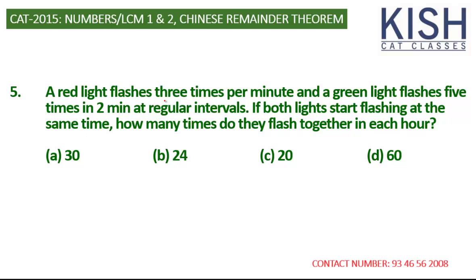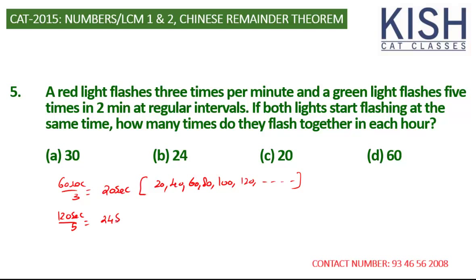So a red light flashes 3 times per minute. So it means 60 seconds by 3 times. That means each flash is going to happen every 20 seconds. That means it's at 20 seconds, 40 seconds, 60, 80, 100, 120, and so on. The second one is 5 times in 2 minutes. That means 120 seconds by 5 times, that's going to be 24 seconds. So it's going to be 24, 48, 72, 96, 120, and so on. Now the first common term we can find is 120. 120 seconds is what we can find quite easily.